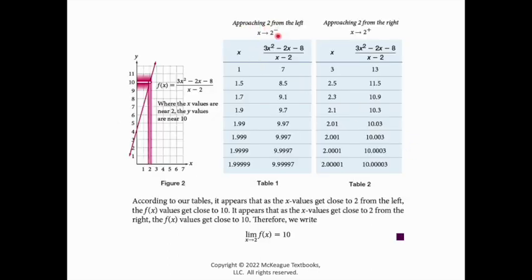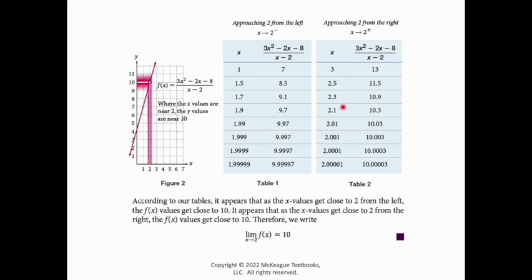So these are the values when we make the table. These are the values approaching from the left. So we're making the numbers closer and closer to 2. If we plug in 1, the value of the function is 7. As we plug in 1.5, we get 8.5. As we plug in numbers closer and closer to 2, the closest value we have on the table is 1.99999, and that gives us 9.99997. So it's getting closer and closer to 10.